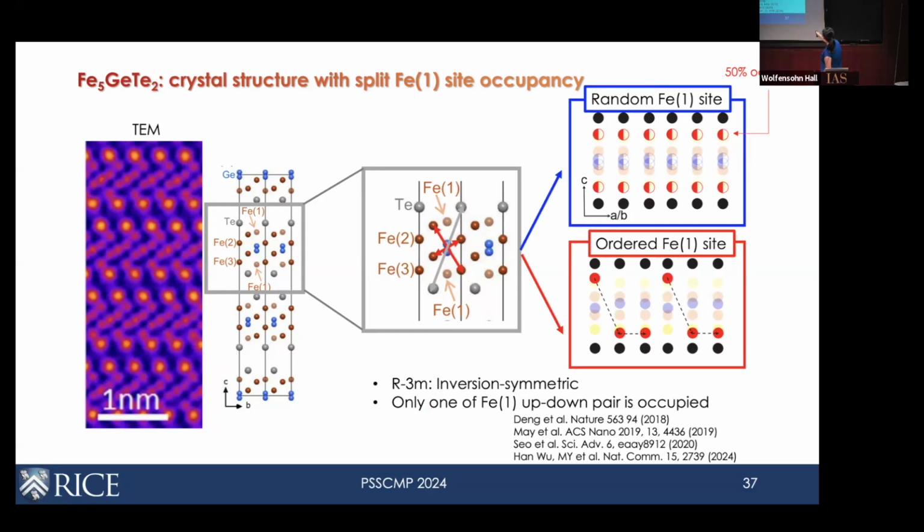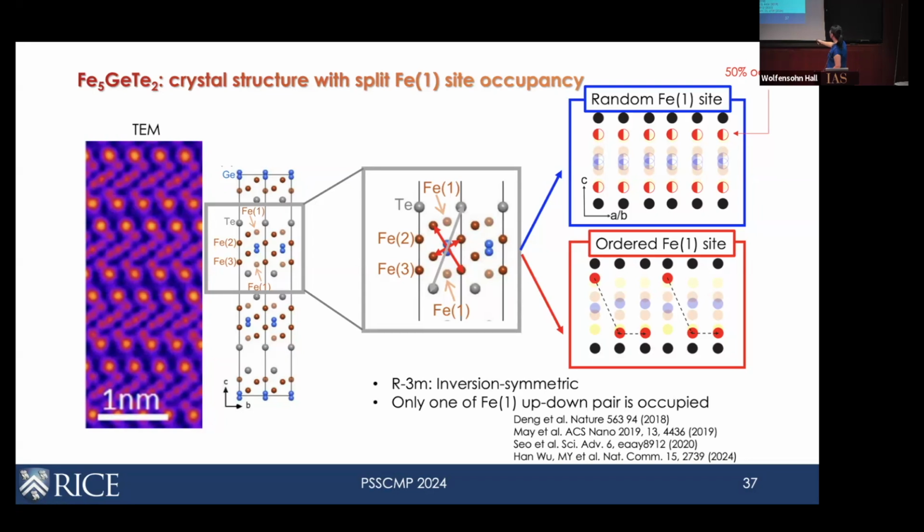It can have a stable phase where whether it chooses the up one or the down one is completely uncorrelated as you go across the crystal. So essentially, we can consider each of these sites as on average 50% occupied. And you can see that for this, the global inversion symmetry is actually preserved.